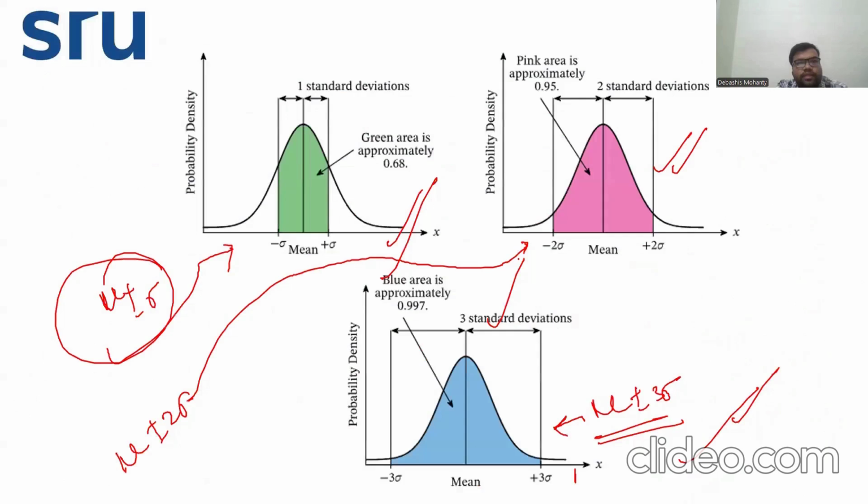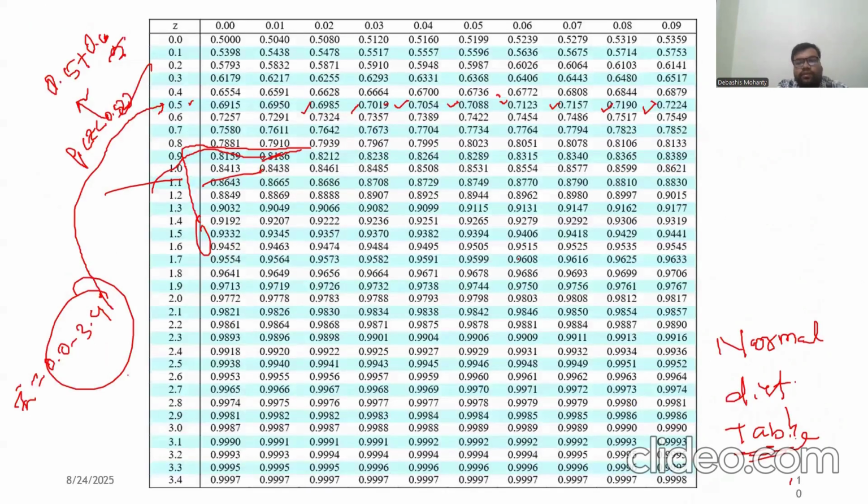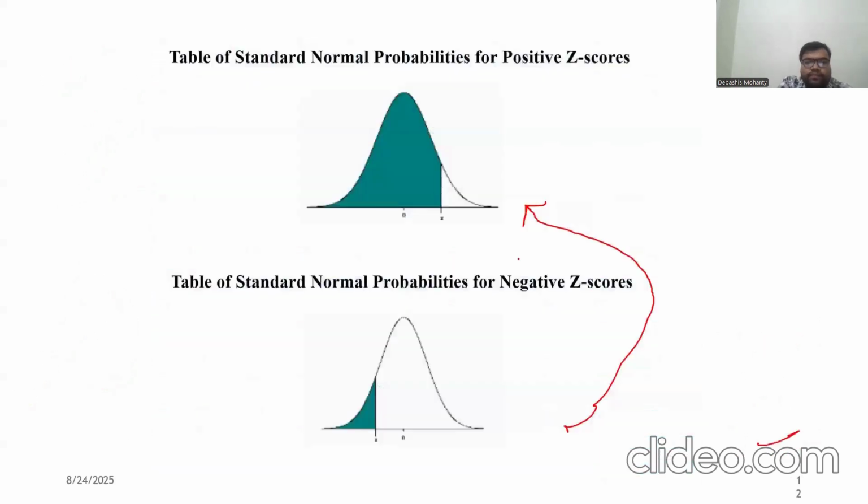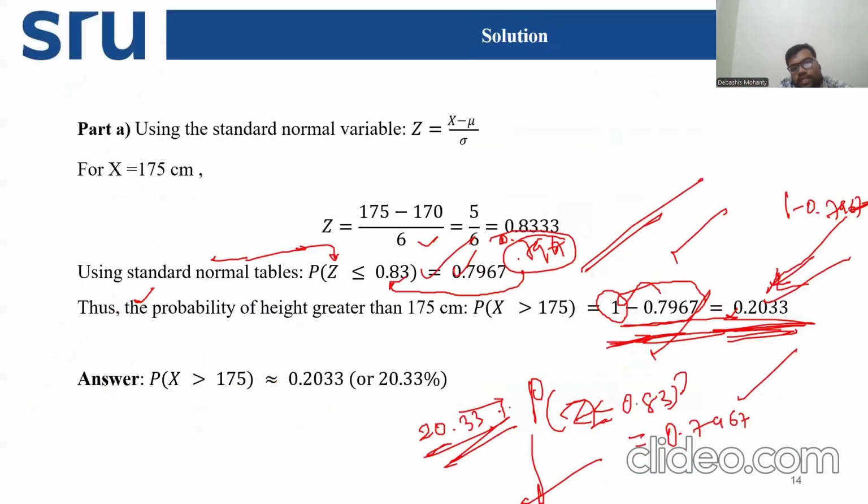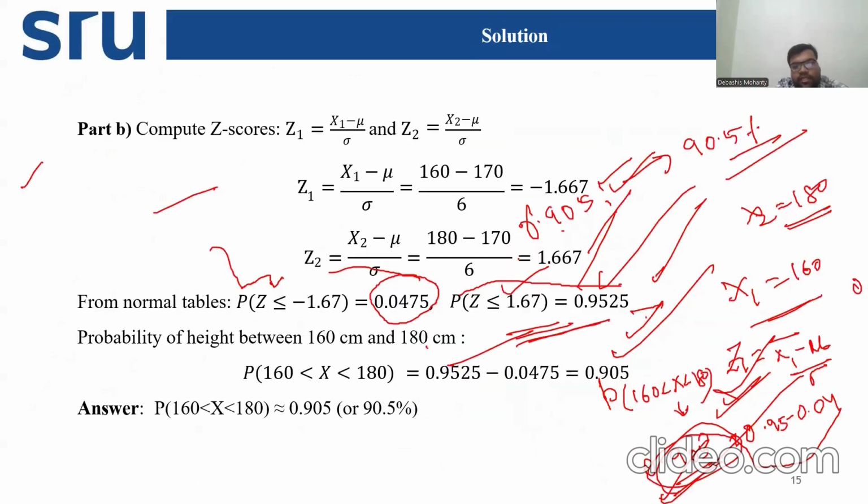This is the normal distribution table. Save it in your system so that you can get the z value. For z less than or equal to 0.83, you will get 0.7967. Similarly, for z less than or equal to minus 1.67, you will get 0.0475. Again, for probability of z less than or equal to 1.67, we will get 0.9525. So this is the way we are calculating the z value.